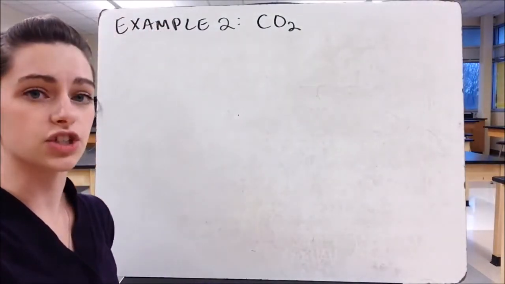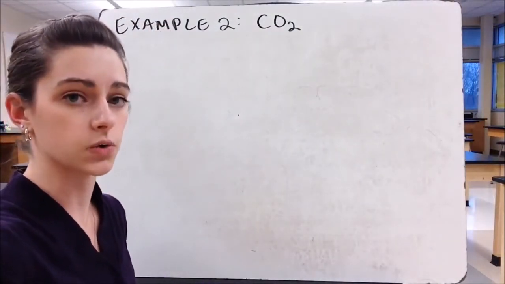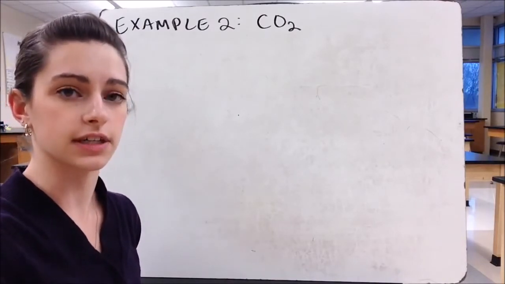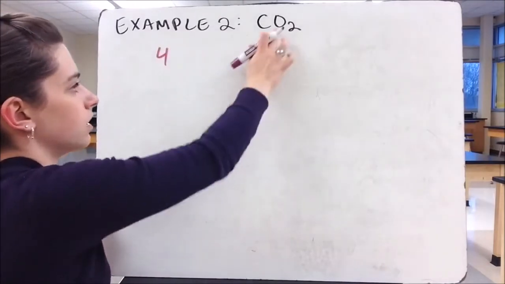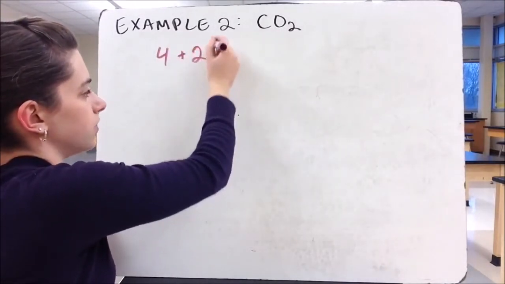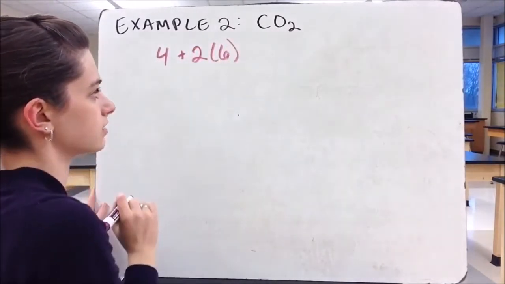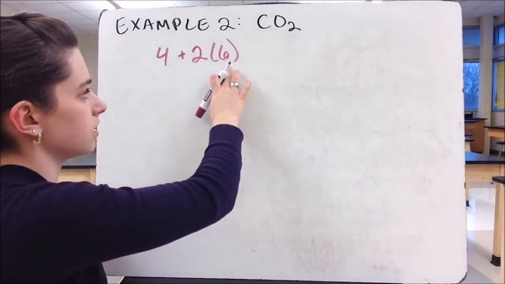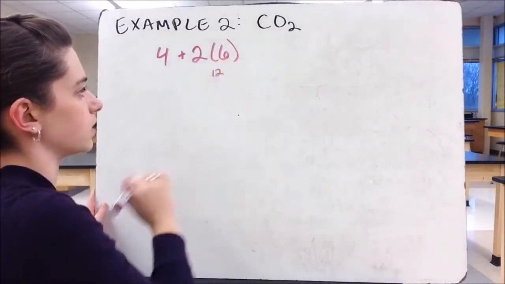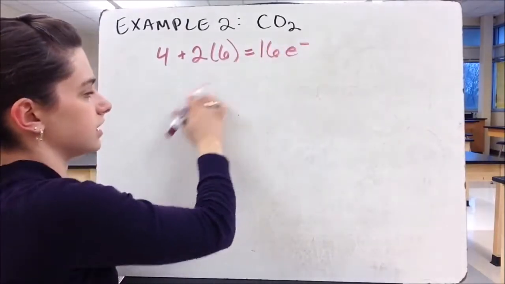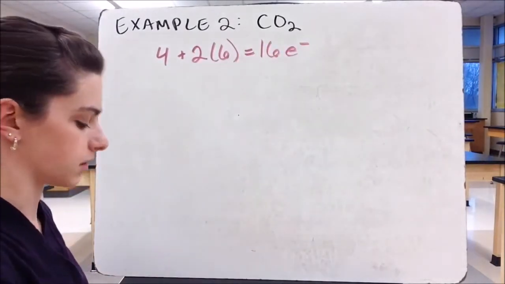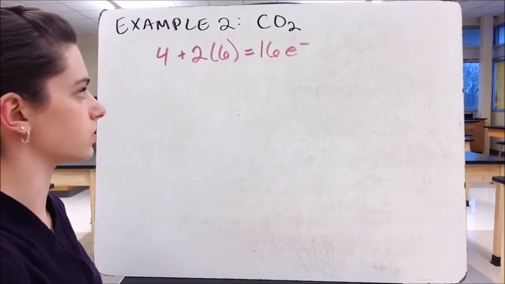Our second example is carbon dioxide, so CO2. Our first step is to figure out how many valence electrons we have. Carbon has 4. Oxygen, we have 2 of them, and each oxygen has 6. So 2 times 6 is 12. Plus 4 gets us 16 total. So we have 16 total electrons that we're working with. So we need to find homes for all of those.